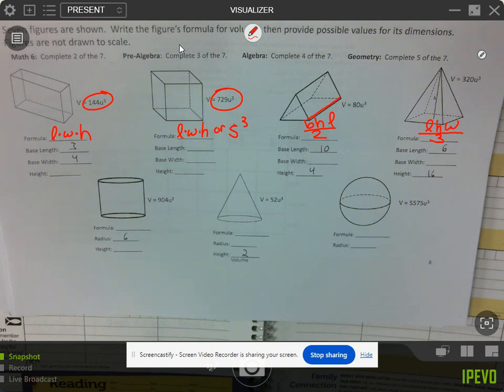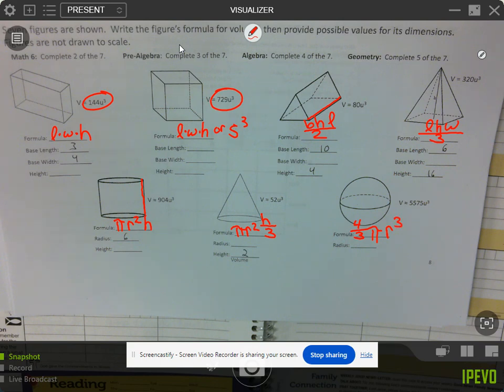For our cylinder, our circle is pi r squared, and then it's a prism, so we have to have the height. For the cone, we've got that circle on the bottom, so it's pi r squared, but that height, we're going to divide it by 3. And for our sphere, it is 4/3 pi r cubed.